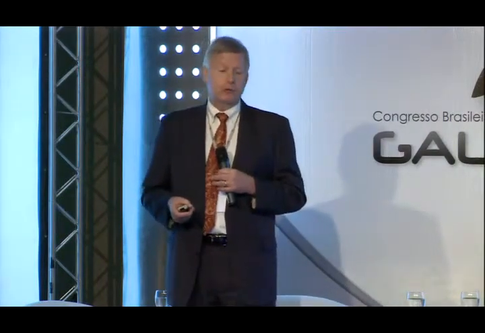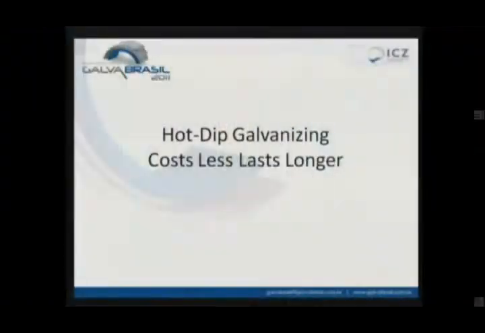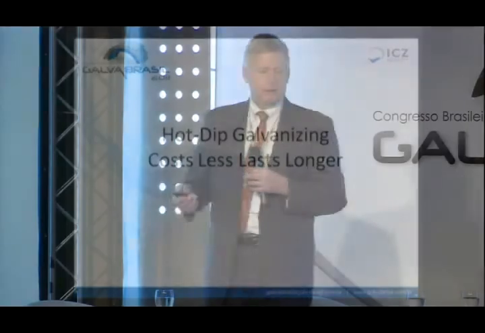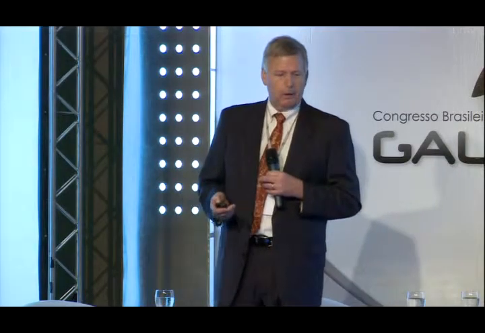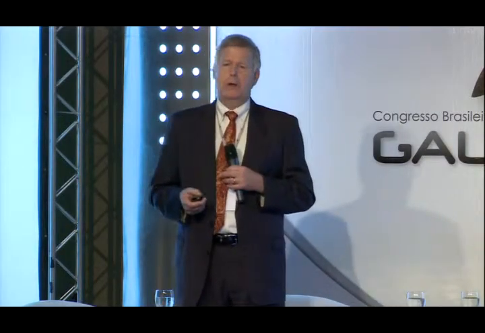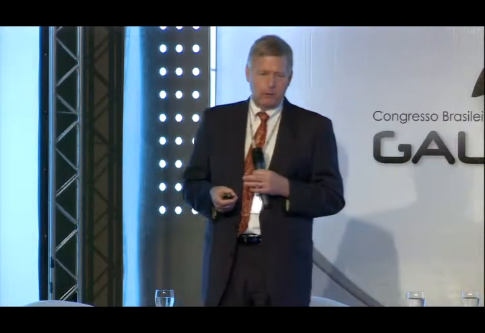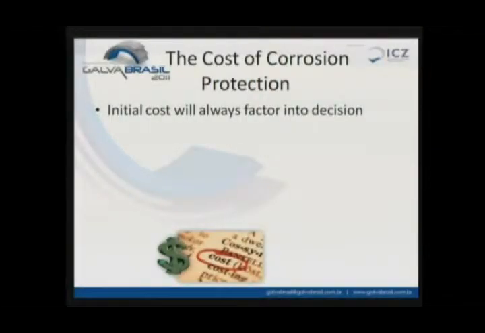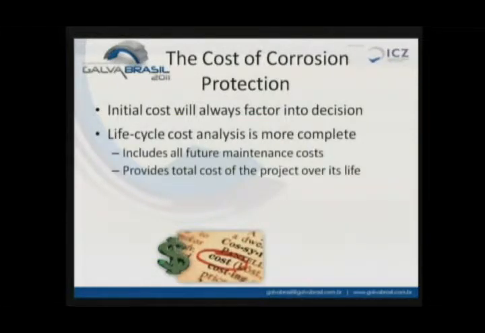So, the big message, of course, the central message is that hot-dip galvanizing costs less and lasts longer. That's the main message you give about hot-dip galvanizing. So the cost of corrosion protection, we talk here now about the life cycle costing. The first cost is always important. People want to see what they pay at first. The life cycle cost, of course, is more important for the life of the project. We must look at the future maintenance that is required in competitive corrosion systems, which means paint.